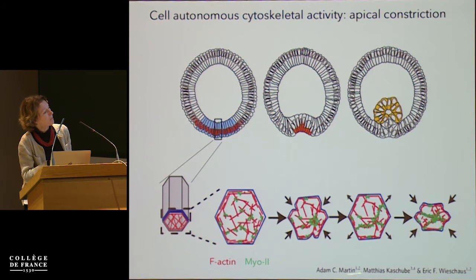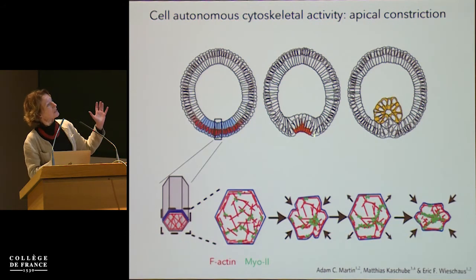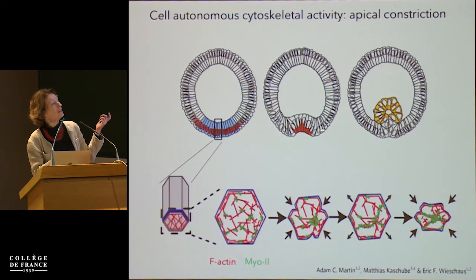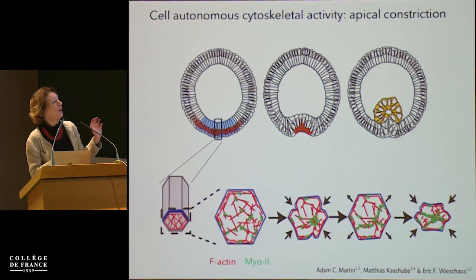And this is an image from Adam Martin when he was still in Eric Wieschaus's lab, and which shows that this contractile actomyosin meshwork leads to the constriction of the apical side of these cells, which creates this indentation. So we know that the forces that make this furrow are generated within these cells. There are no forces that arise from outside. This is really an autonomous activity of these cells.